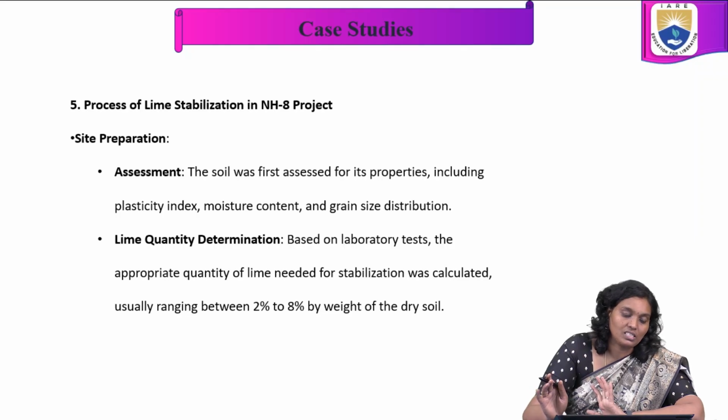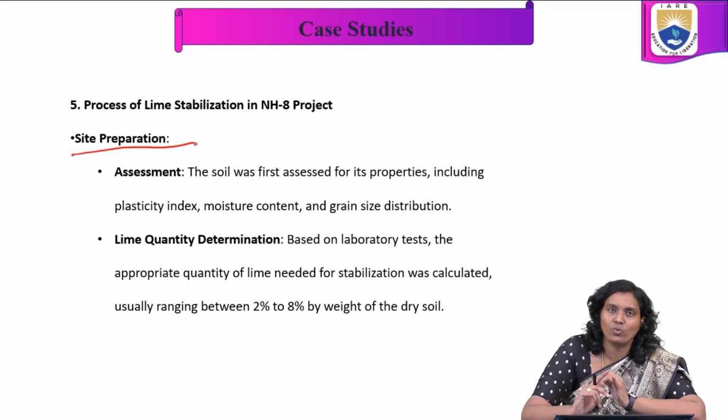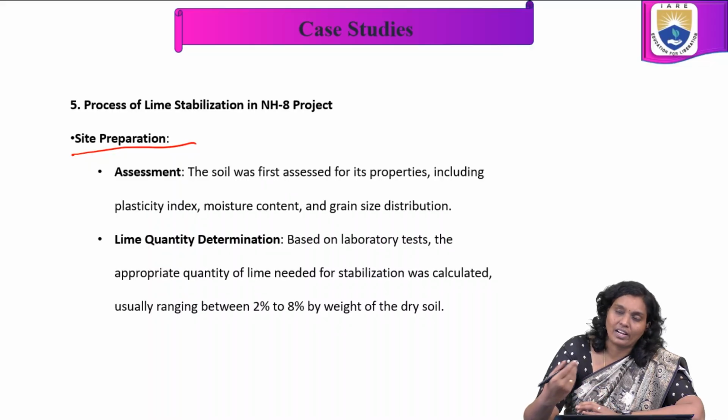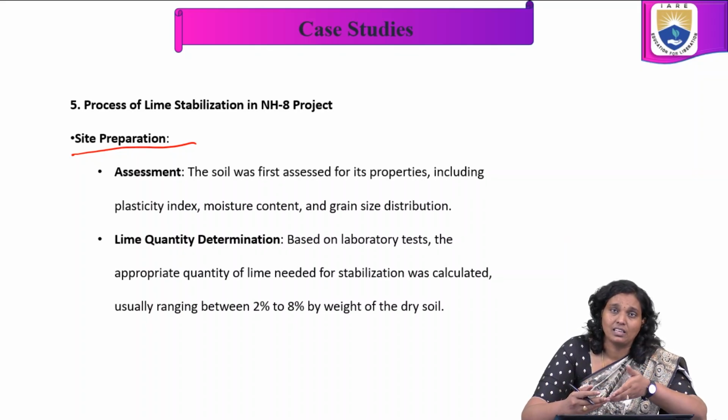So now the process starts with site preparation. In this site preparation, we are going to do assessment and lime quantity determination. These are the parameters we have to understand. Whatever the technique is, we have to use a few materials. We are dealing with materials, so how much quantity is required. The determination is also the primary step in ground improvement techniques.